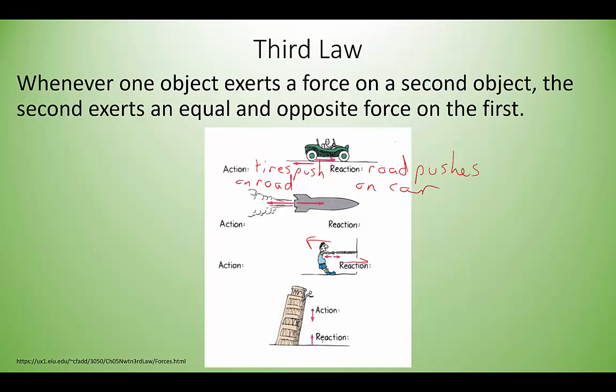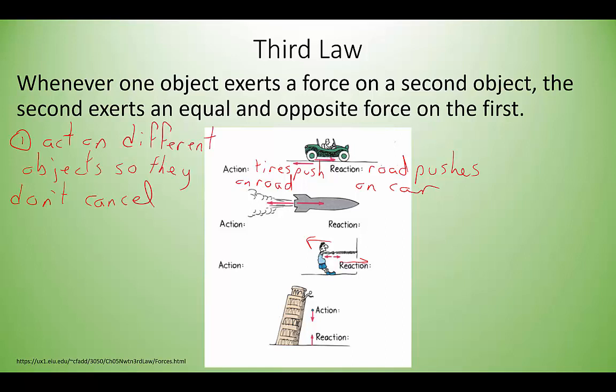So with action-reaction pairs, the number one thing to keep in mind is that they act on different objects, so they don't cancel. Number two is that the result of these forces can be different, even though they are the same size force. And the third thing to keep in mind, similar to what we were talking about in the last video about relative velocities, is that naming these forces is very important. You need to keep clear which object the force is acting on.